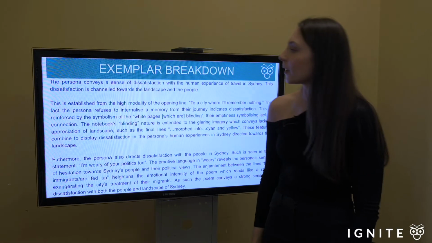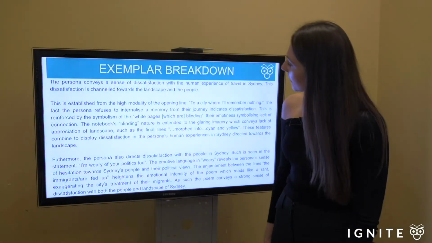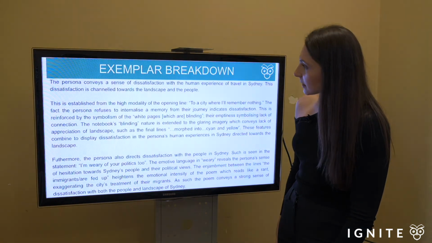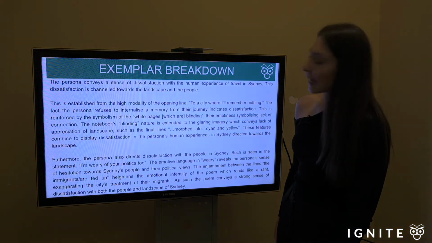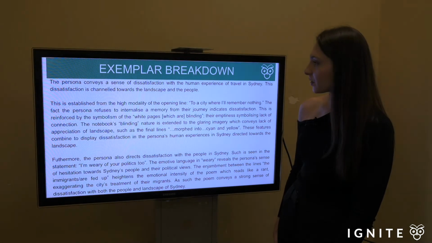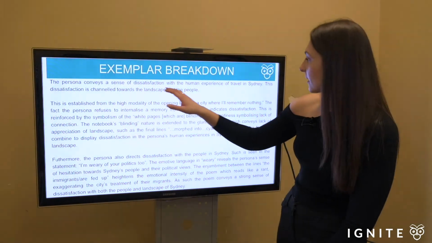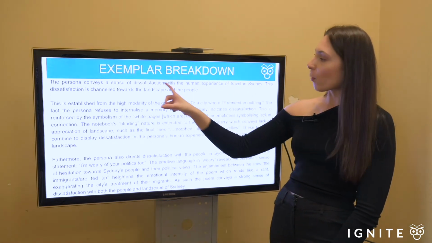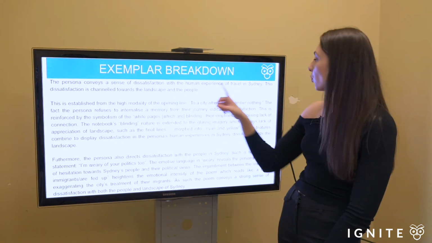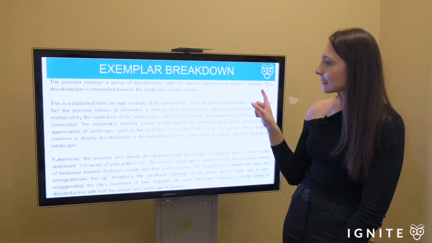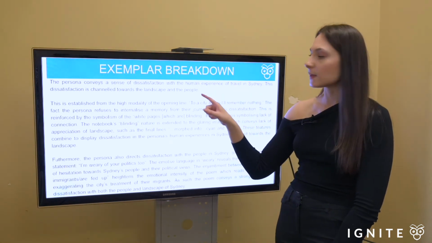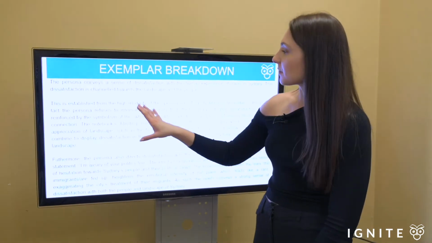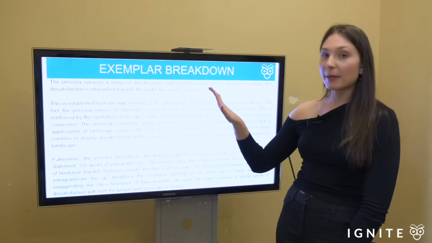So for the intro, the persona conveys a sense of dissatisfaction with the human experience of travel in Sydney. This dissatisfaction is channeled towards the landscape and the people. So see, we have here a sense of dissatisfaction with the human experience of travel. So unpacking where the dissatisfaction is geared towards. This second sentence here has the effect of signposting what my 2 paragraphs are going to be based on, which is dissatisfaction towards landscape and people.